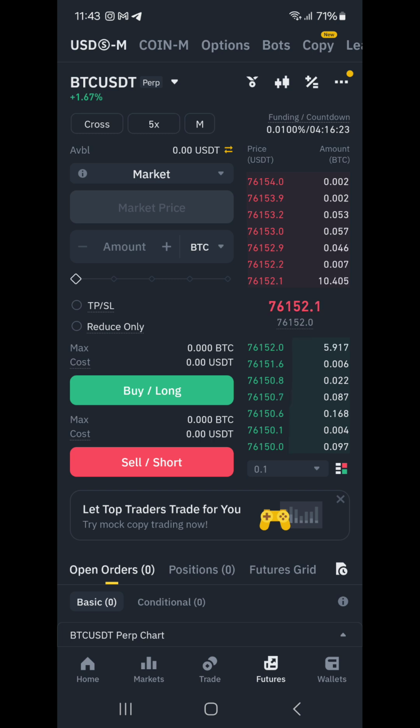For simplicity, with the S in a circle, I am just going to refer to it as USD-M, and then the Coin-M, that will be it.